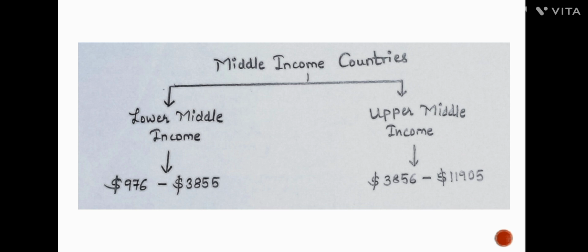Now lower middle income groups were those groups which were having the per capita income between $976 and $3,855. If your per capita income was between this, then you were coming into the lower middle income groups. Okay, and the next one was upper middle income. So these were having the per capita income between $3,856 to $11,905 in 2008. Okay, so these were the two subdivisions or categorizations of middle income countries.